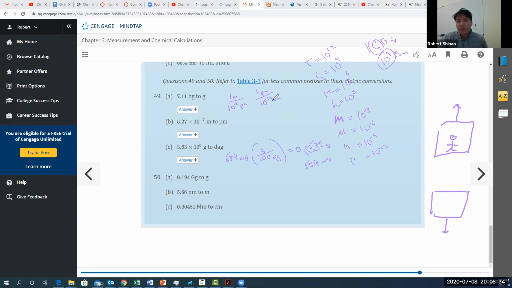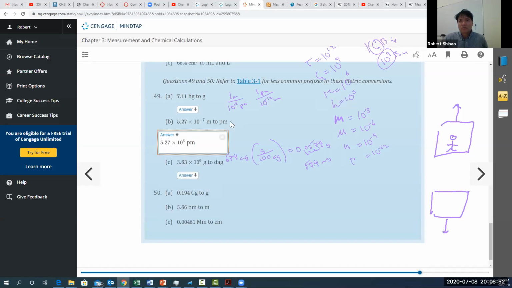10 to the minus 12 is P, and PM is picometer. This is different. This is usually the way I do it. I don't substitute these, but it doesn't matter. Let's see the way the book did it. The way the book does it is, they didn't show the conversion.